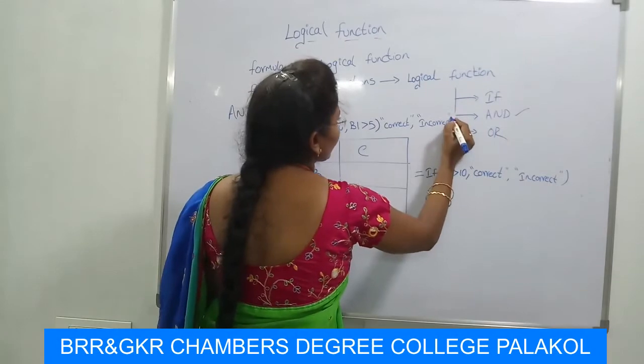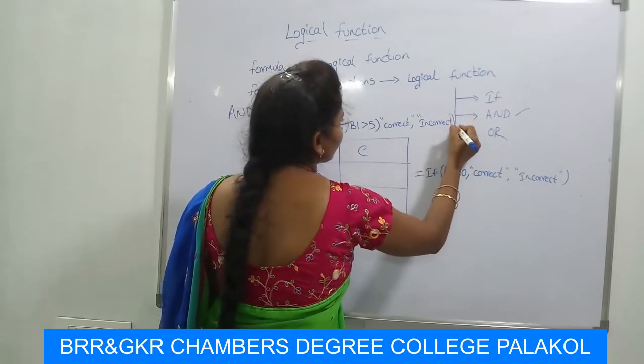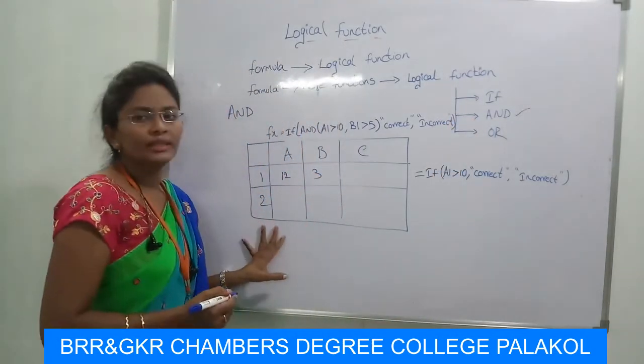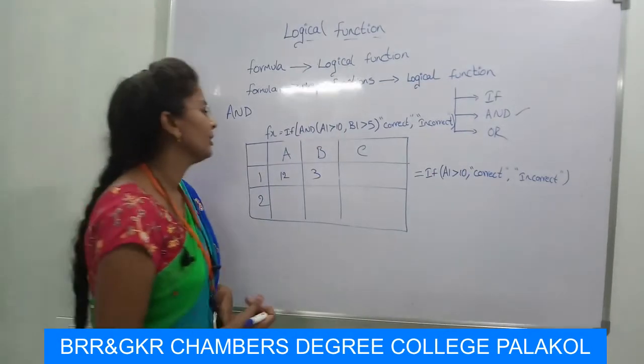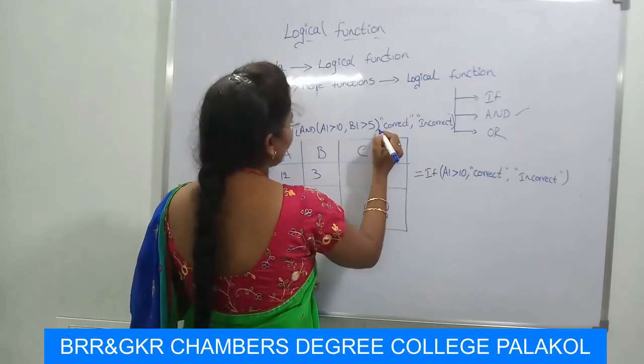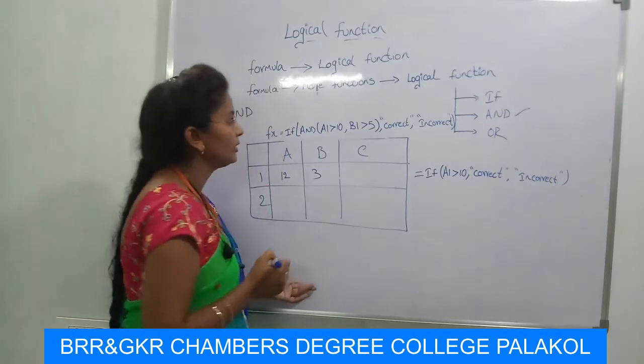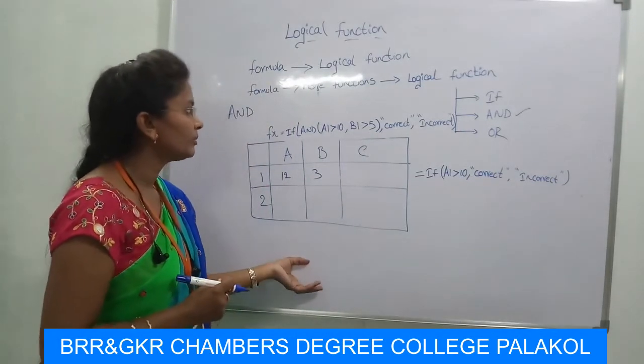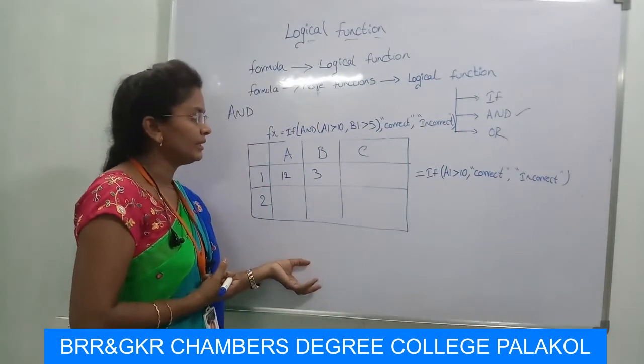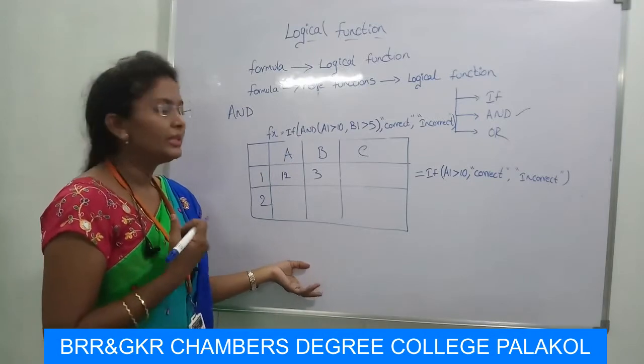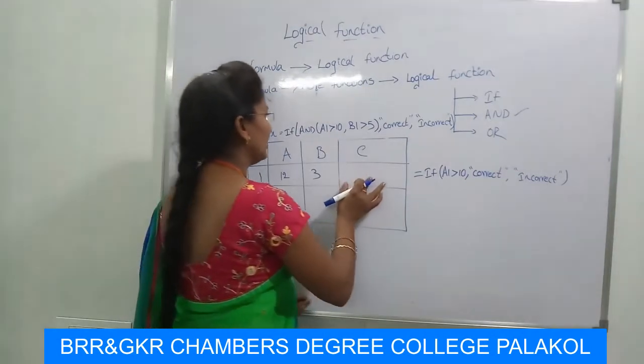And this is the way to enter the formula here. Here the bracket is closed, place the comma here. This is the formula for the AND condition, and the result will be displayed in the C cell, and the result is incorrect.